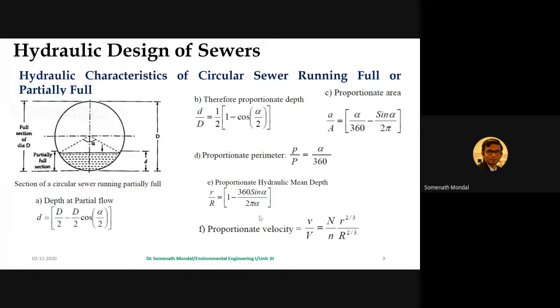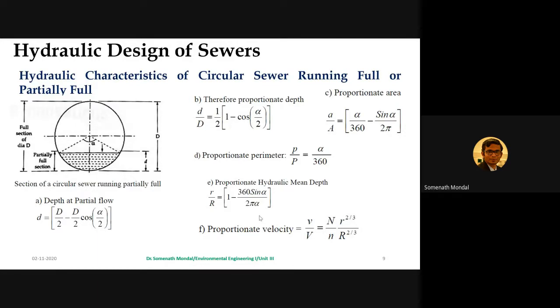And when running full condition, the velocity capital V would be 1 by capital N r to the power 2/3 root S0. S0 remains constant whether the pipe is running full or partially full. I hope you are able to understand, because the S0 is nothing but the slope, bed slope. So bed slope cannot change with the change in the flow condition, that is running full or partially full. So bed slope remains constant, so the value is similar for both of them.